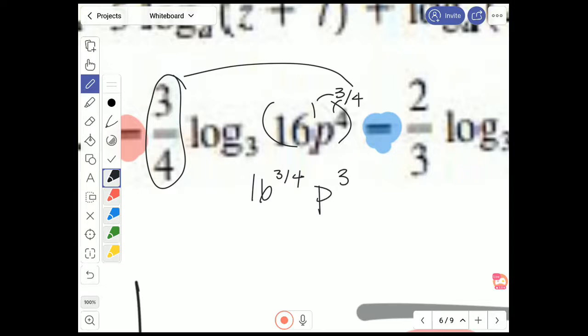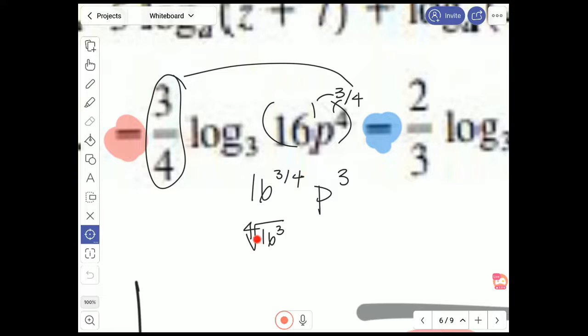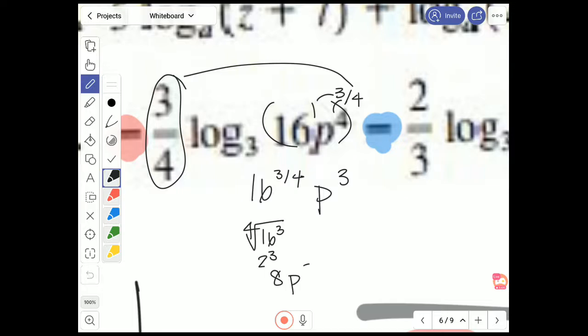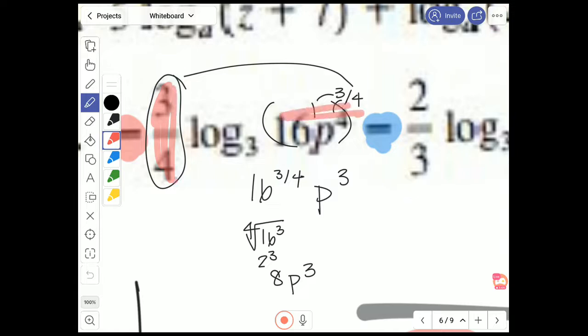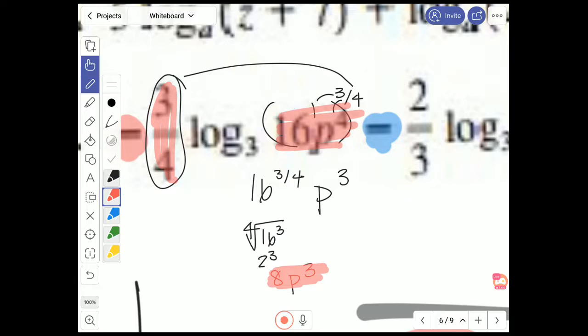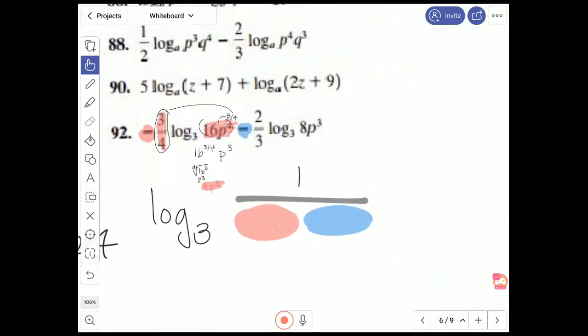So 16 to the 3/4, well, that's the 4th root of 16 cubed. And the 4th root of 16 is actually 2, because 2 times 2 times 2 times 2, 4 2s, is going to multiply to give me 16. So really this is 2 cubed, and 2 cubed is really 8. So that means that all of this that I just messed with, this 3/4, 16p to the 4th, all of that becomes 8p cubed. So that's going to go in the denominator of our problem. So that's the first part, is 8p cubed.